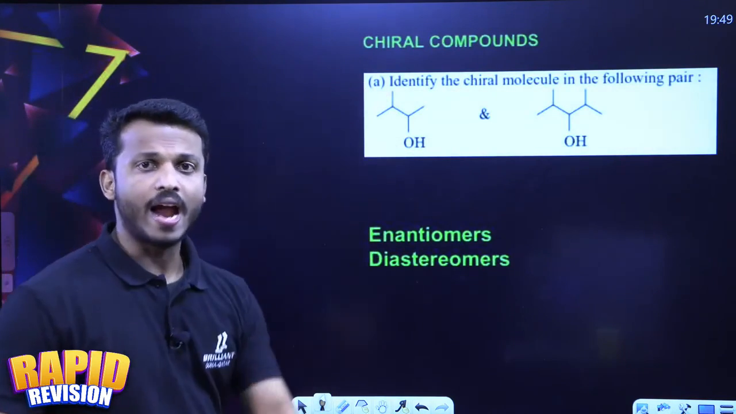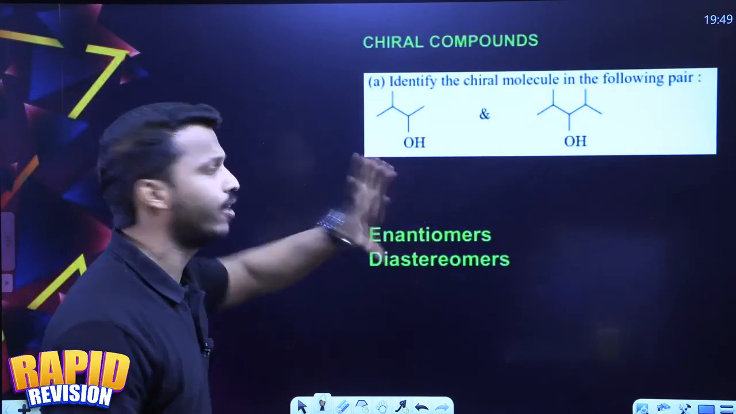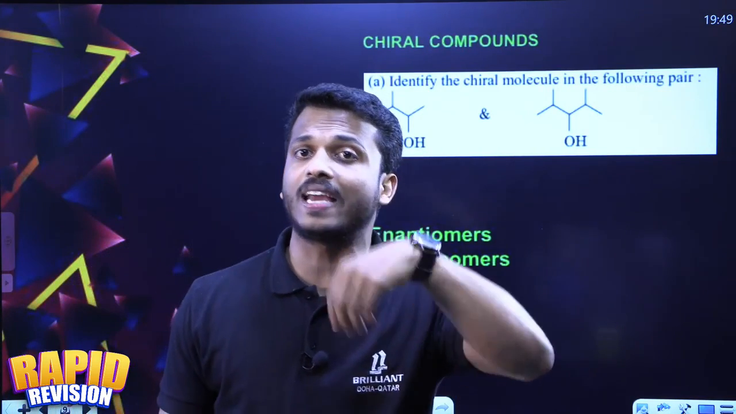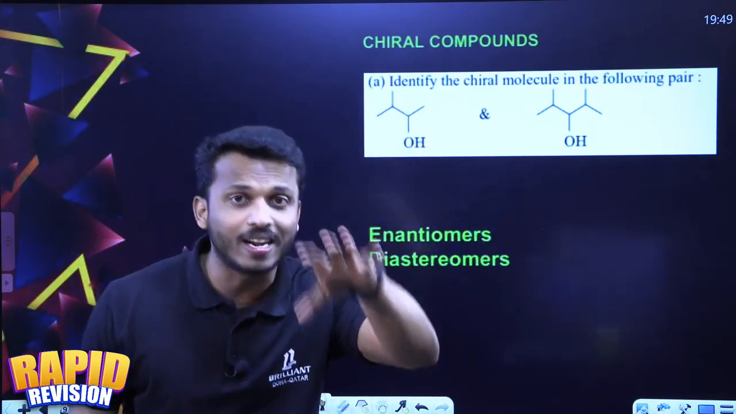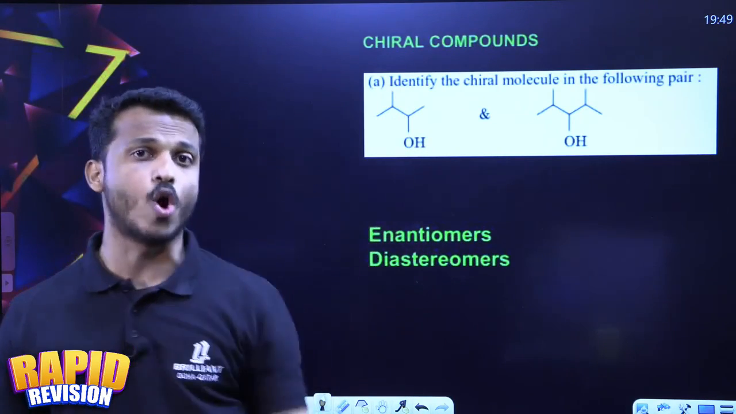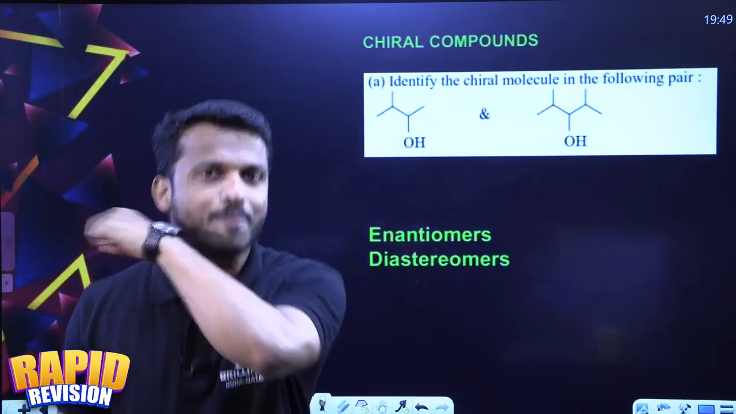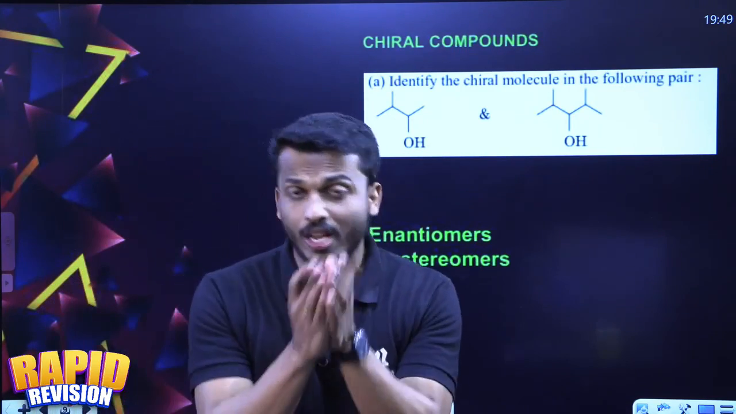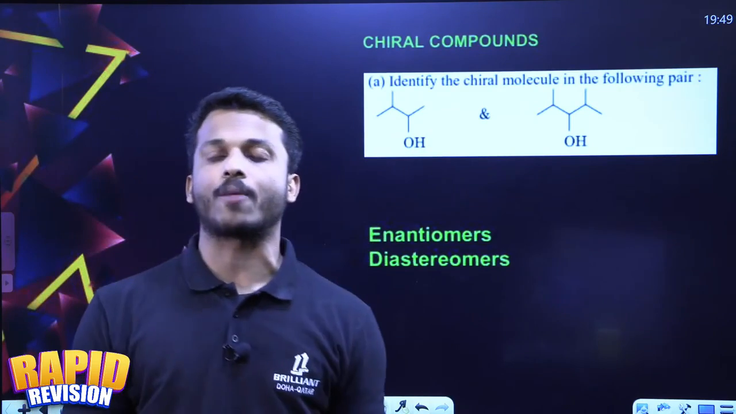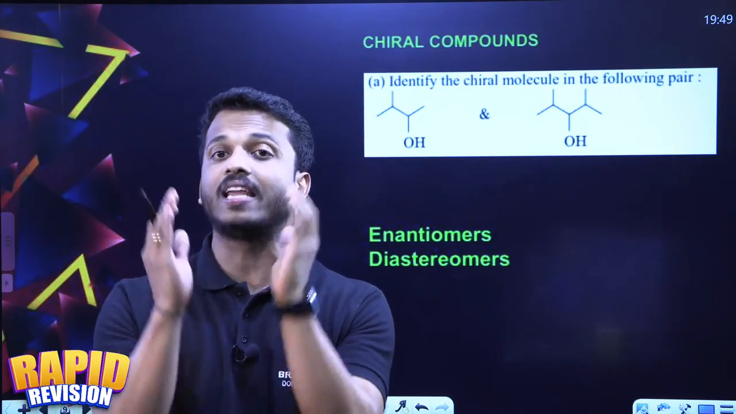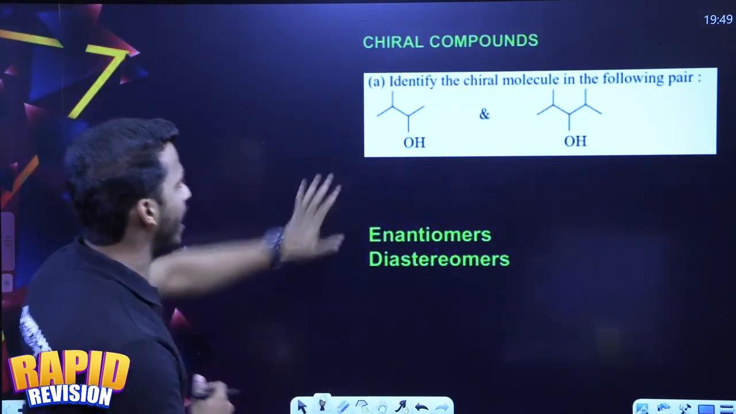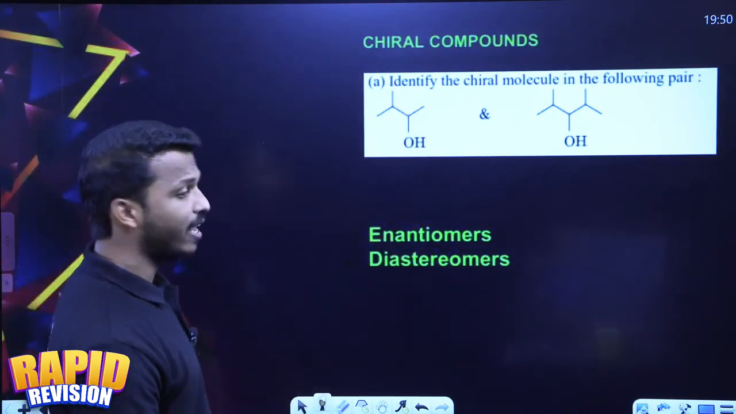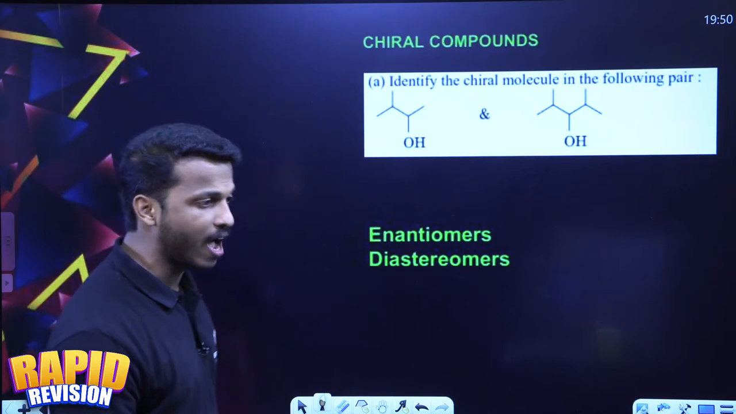Chiral compound: identify the chiral molecule in the following pair, or they will ask you, among these two, which is optically active? You know the main condition to be optically active: it should contain at least a chiral carbon, and the mirror image should be non-superimposable, right? So which one contains a chiral carbon, A or B?